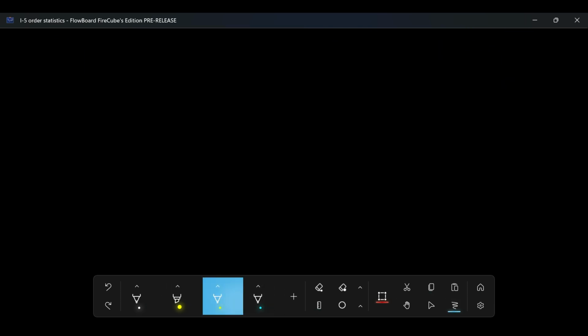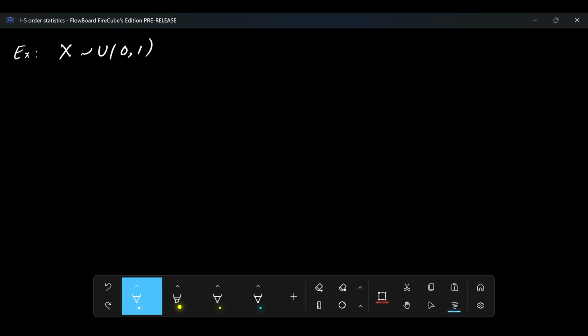Now see, you have to remember what I am going to talk about now. Let's suppose X follows uniform 0, 1. Let's write this as an example. X follows uniform 0, 1. Now the limit is from 0 to 1, X is greater than 0 and less than 1.